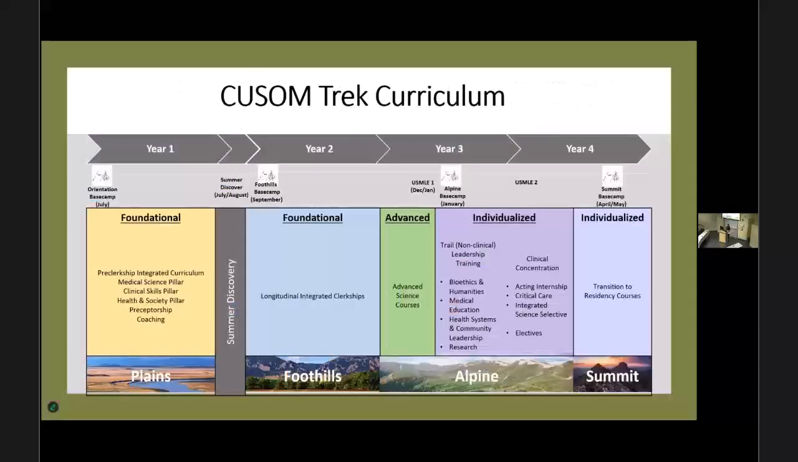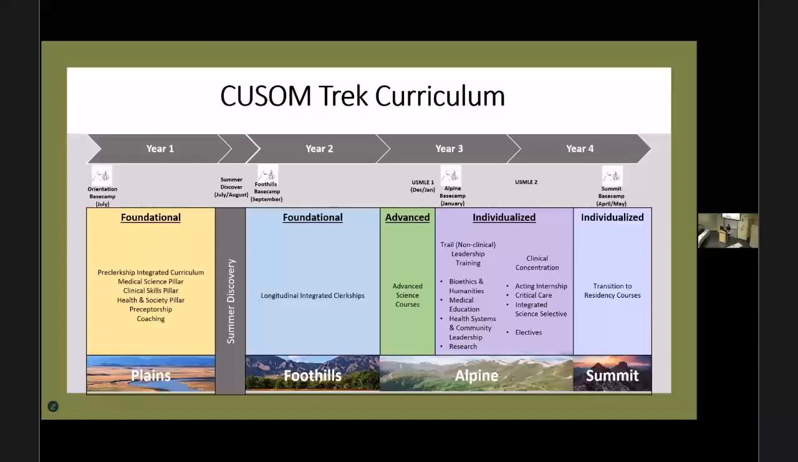I think it's helpful to see the schematic of what we mean when we're talking about the Foothills curriculum, where the clerkships are situated within the reformed curriculum at large. And so the view from 10,000 feet of the new curriculum is a journey from the plains to the summit in true Colorado fashion. And each of these phases maps onto a curricular phase where the students are working on specific objectives.